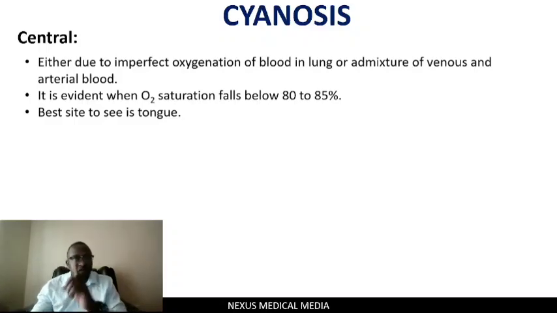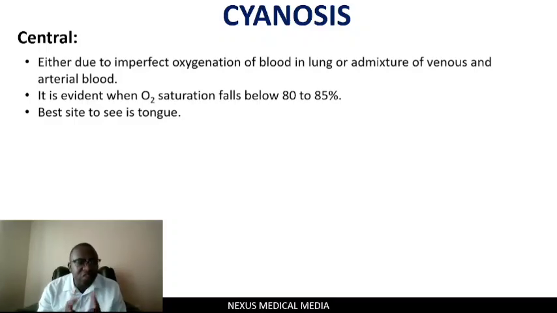Number two is if there is shunting of blood, such as atrioventricular septal defects, or PDA, etc., as you are going to see. Central cyanosis is evident when the patient's saturation falls below 80 to 85%. That's where you will see central cyanosis.